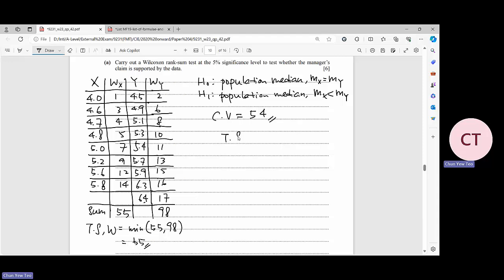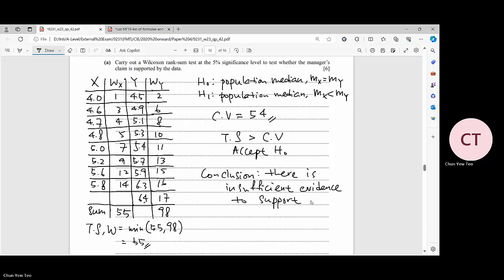Then if you compare your test statistic and your critical value, your test statistic is greater than the critical value. Because it's Wilcoxon, the result will be opposite. If the test statistic is greater than the critical value, you just accept H0. So conclusion, there is insufficient evidence to support the manager's claim. Okay, so this will be the answer for part A.